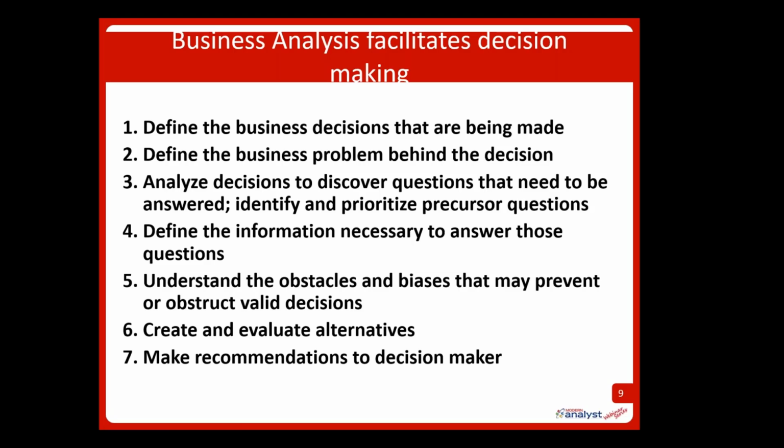So when you're there facilitating the CEO of your organization and making a very big decision, you will know what the obstacles and biases are, and sometimes you can recognize them. You're also going to assist them in creating alternate and evaluating options. We're not going to stop at one. That would be a mistake. And finally, you may be making recommendations. You create the alternatives, you may be making recommendations to the decision maker.